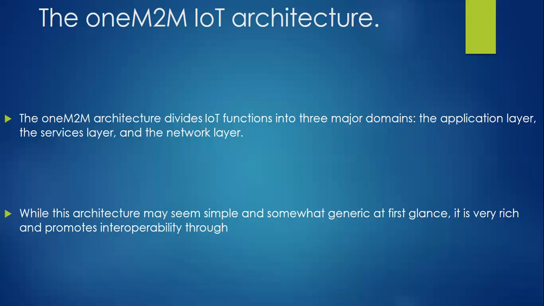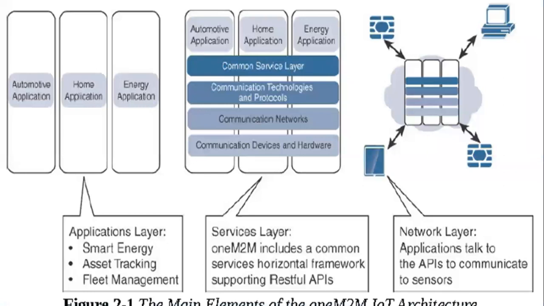While this architecture may seem simple and somewhat generic at first glance, it is very rich and promotes interoperability too. As I mentioned, we need to deal with different kinds of applications in one kind of architecture, so interoperability is very essential. Remember this. There should be some communication between different applications. So while designing the IoT architecture, we should enable this type of interoperability. So this is the oneM2M architecture that you can observe.